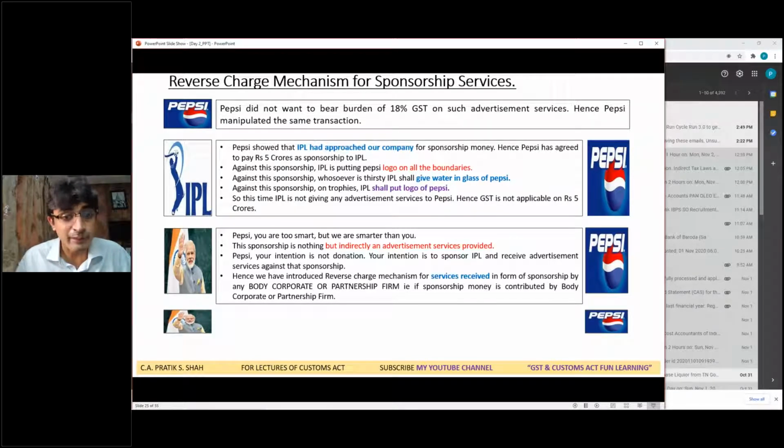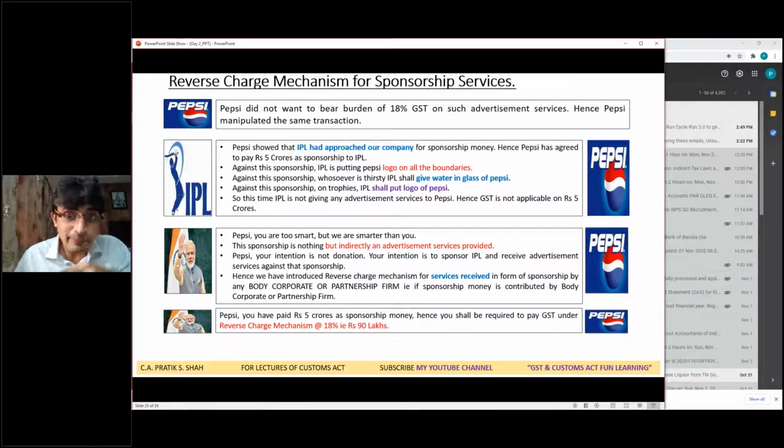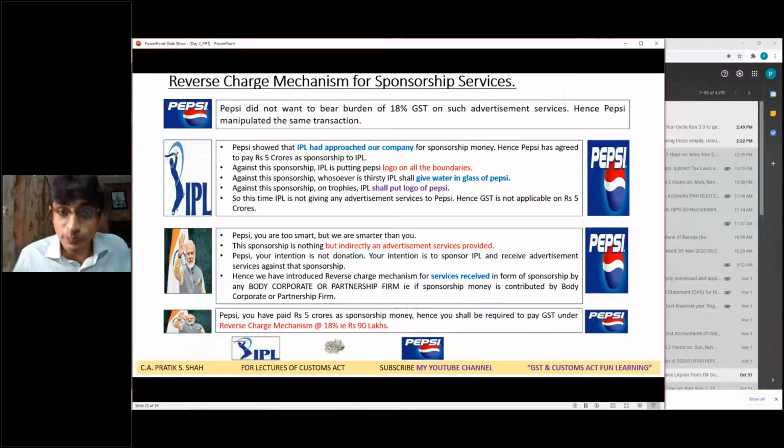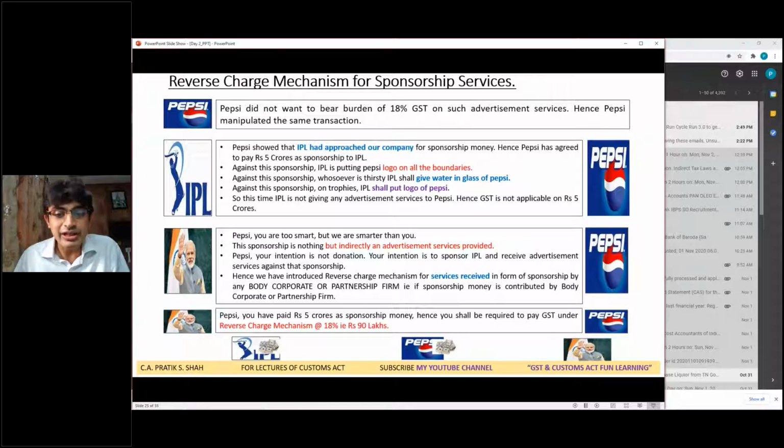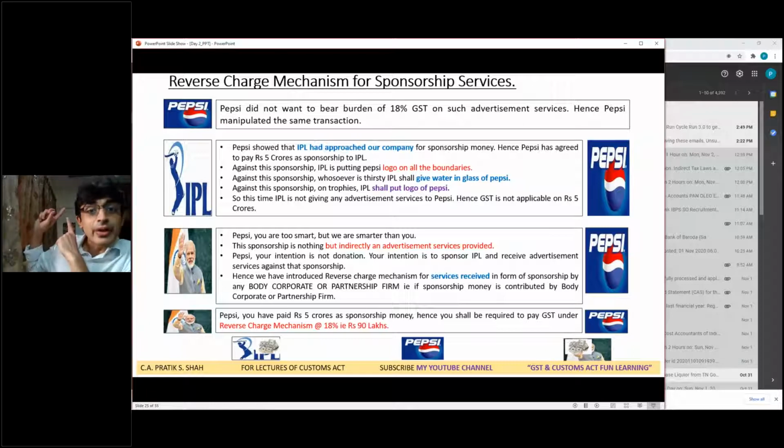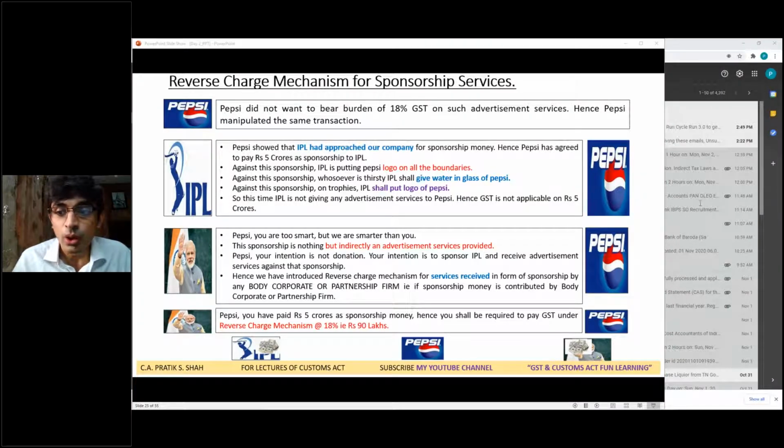See this. What happened here? Pepsi paid sponsorship money. Pepsi paid 5 crore rupees as sponsorship. On that, Pepsi will directly pay GST under reverse charge mechanism. Clear? So IPL will not collect and pay. Now, in fact, Pepsi will have to pay GST under reverse charge mechanism. Clear? So this is what the sponsorship point is.